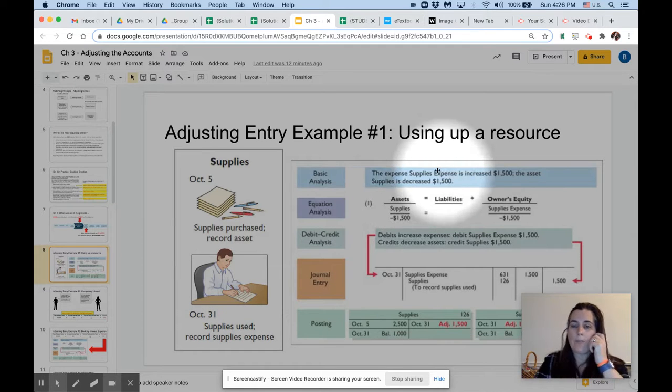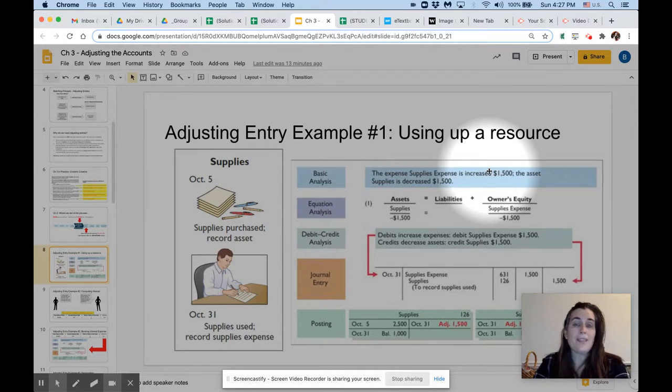So let's look at an example where a supplies expense is increased by $1,500. That means the business owner has used up $1,500 worth of supplies. I should mention here, this means that business owner is tracking their supplies carefully and closely. But let's imagine a small business owner who is doing this very basic count of what they have on hand at the beginning versus the end of the month.